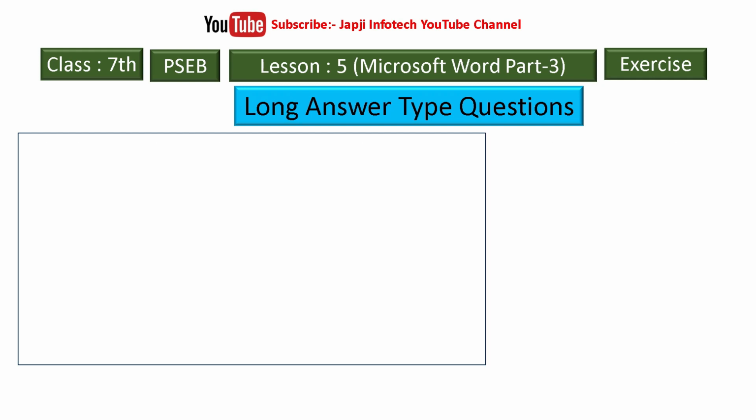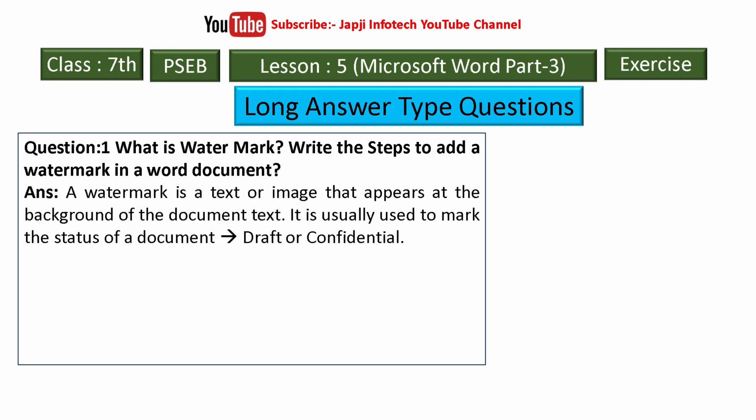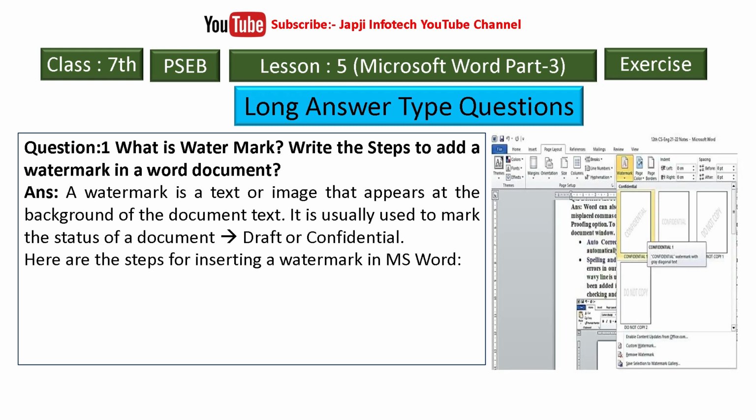So now we will learn about long answer type questions in lesson number 5. And the first question is, what is a watermark? Write the steps to add a watermark in a Word document. So a watermark is a text or image that appears at the background of the document text. It is usually used to mark the status of a document like draft or confidential. Here are the steps for inserting a watermark in MS Word.